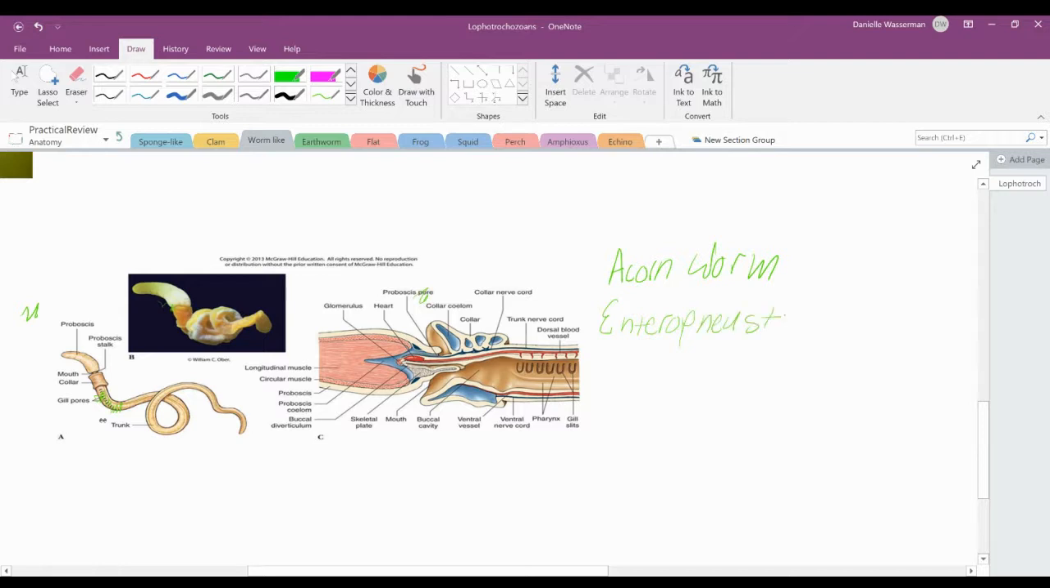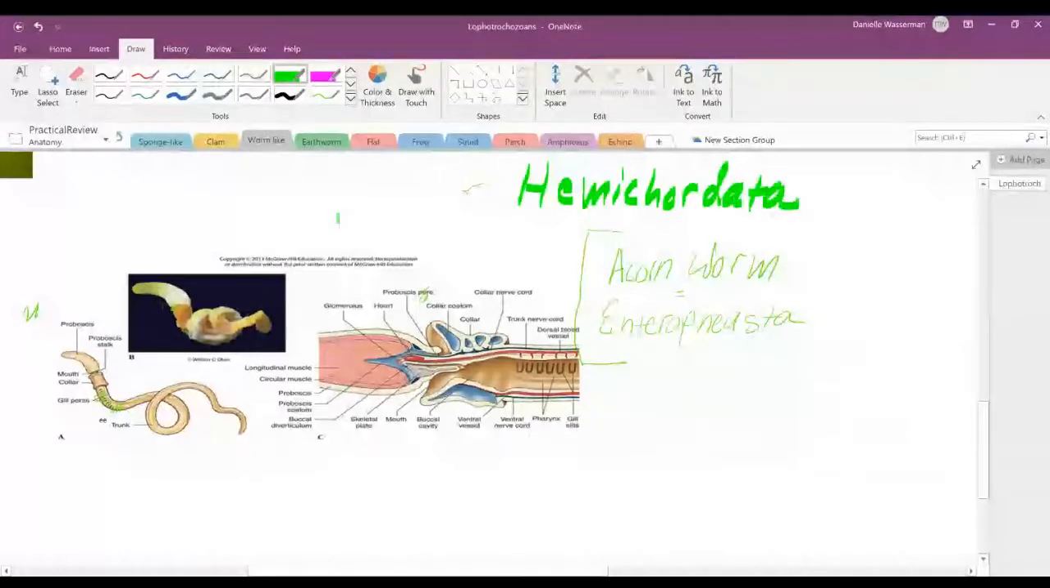Which is Enteropneusta. Those are the acorn worms. And above that, Hemichordata. Also, there's something missing.